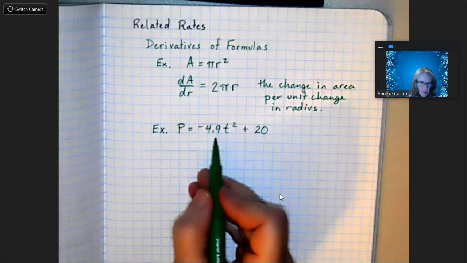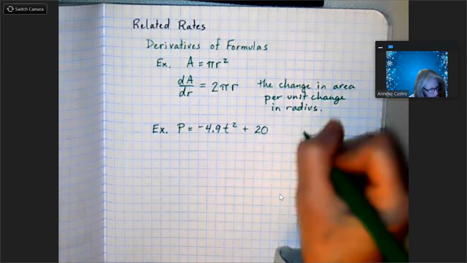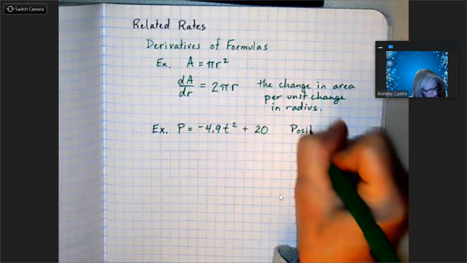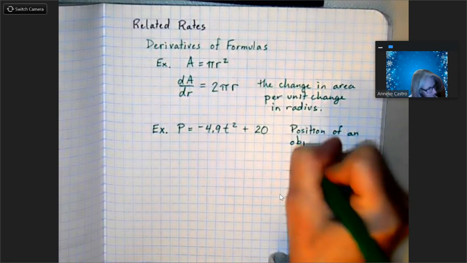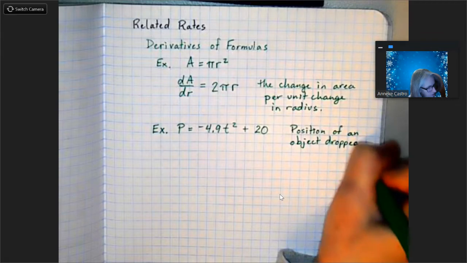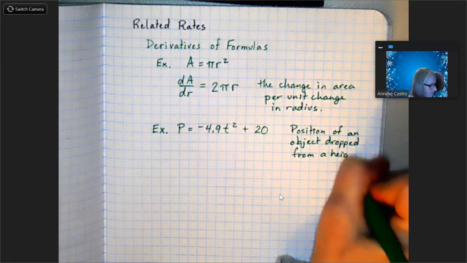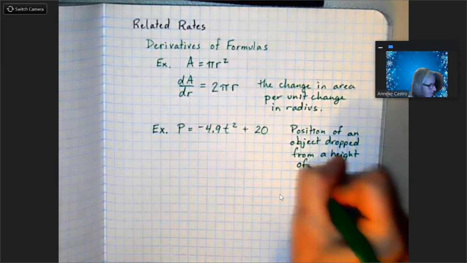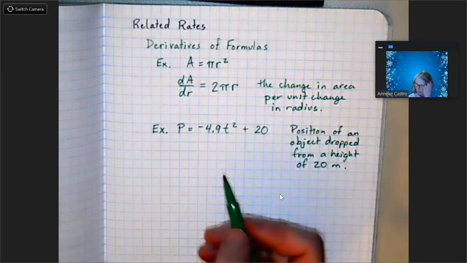Okay, why negative 4.9? Because that's half of the acceleration of gravity. And that's what we use in the formula for determining the position of an object that is being affected by gravity. Okay, so this equation is for the position of an object dropped from a height of 20 meters. So that's this formula right here.